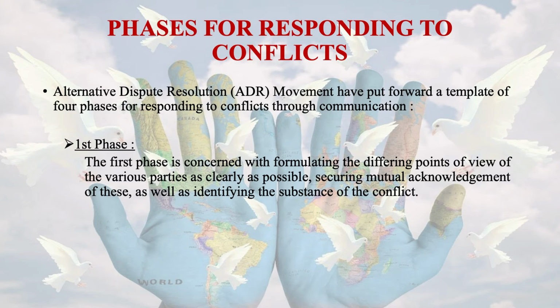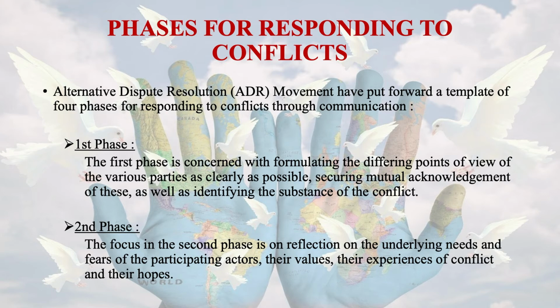So at the first level, one has to get a proper understanding of the different points of view of the conflicting parties, then secure their mutual acknowledgement of the points which differ between both or more than two parties, and finally identify the substance of the conflict. Under the second phase, the focus will be on reflection on the underlying needs or fears of the participating actors, their values, their experiences of conflict and their hopes.